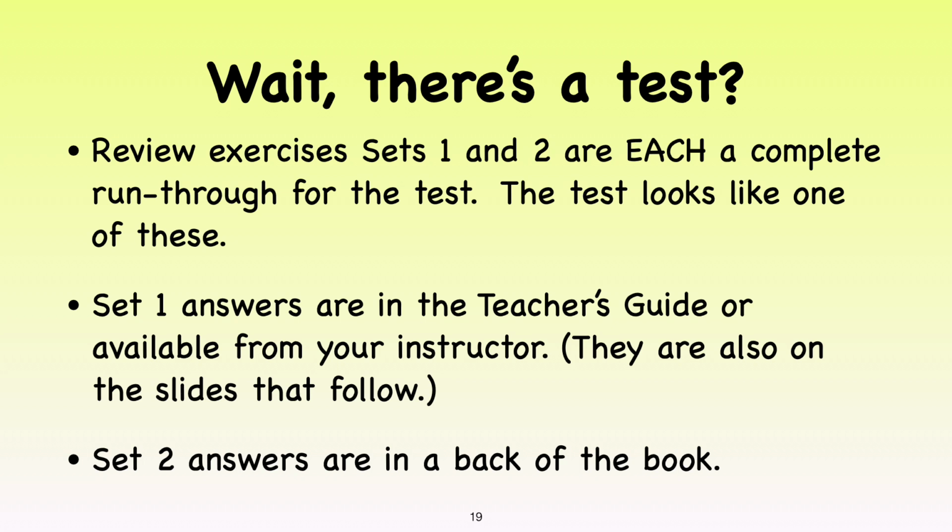Wait, there's a test? Yes. The summary and review set 1 problems and set 2 problems are a complete run-through for the test. In the past, my best students would do both sets, then check their answers for the set 2 problems because they're in the back of the book. And then, based on what they learned from correcting those answers, they might go and redo the set 1 problems that were similar to the set 2 problems that they got wrong.